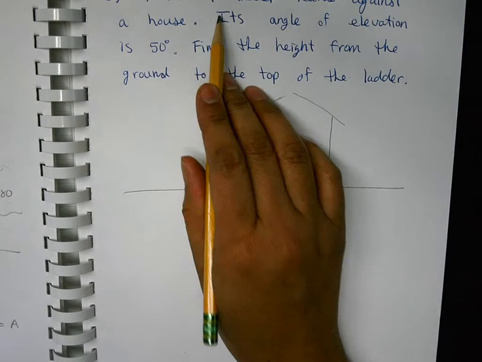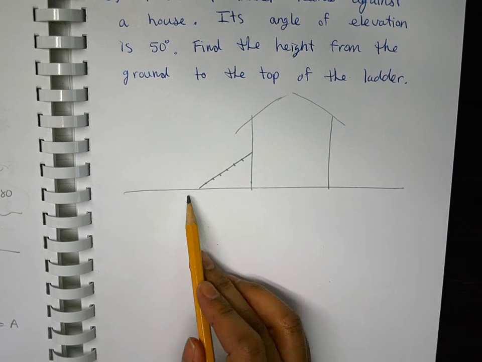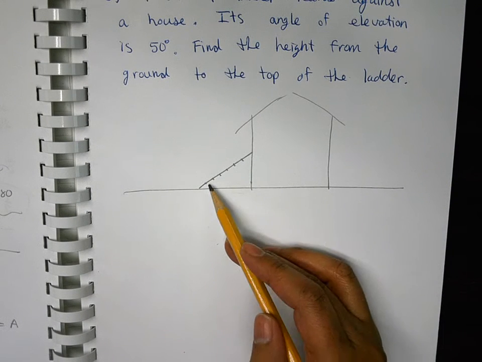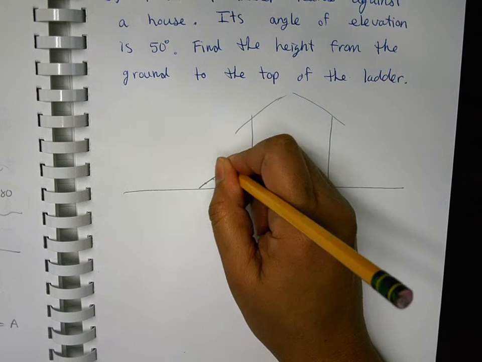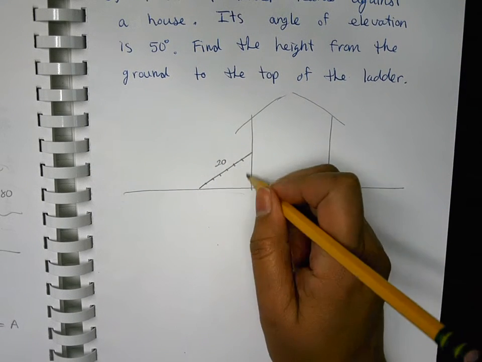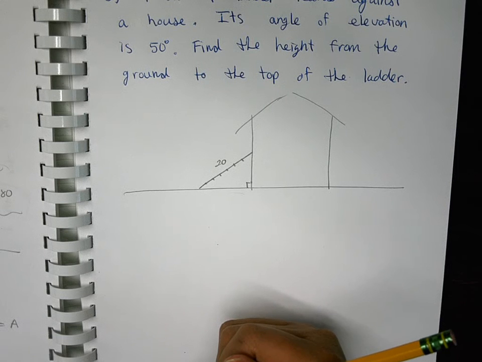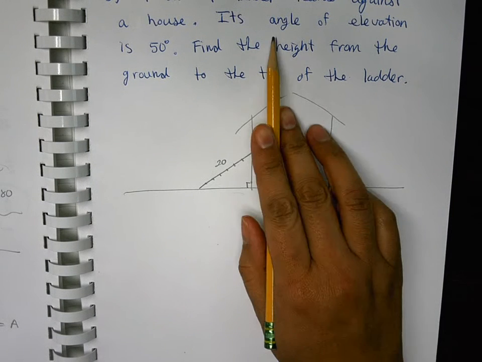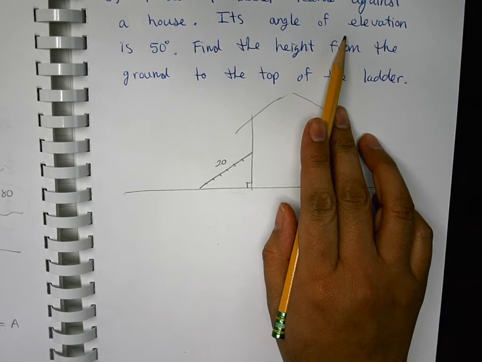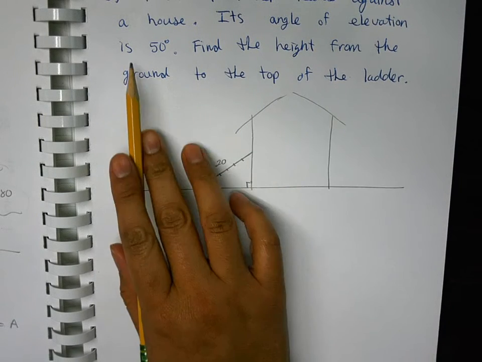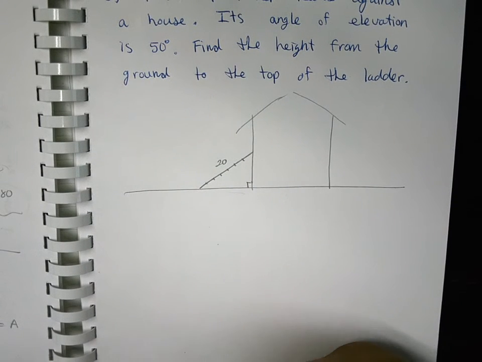All right. A 20-foot ladder. Where does the 20 feet go? On the ground, on the building, or on the ladder? On the ladder. The hypotenuse. Okay. I'm going to put my right angle, and all buildings are perpendicular with the ground unless stated otherwise. Its angle of elevation is 50 degrees.